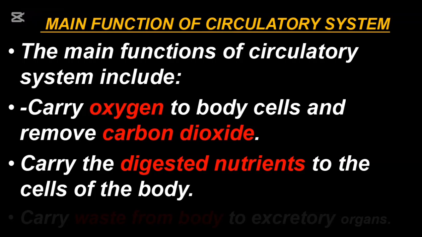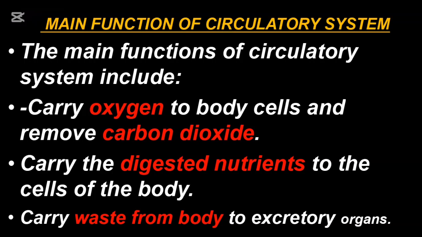The circulatory system also carries waste from the body to the excretory organs. For example, when our blood is filtered, the waste products from the body will be transported through the blood to excretory organs such as the skin, kidneys, and so on.